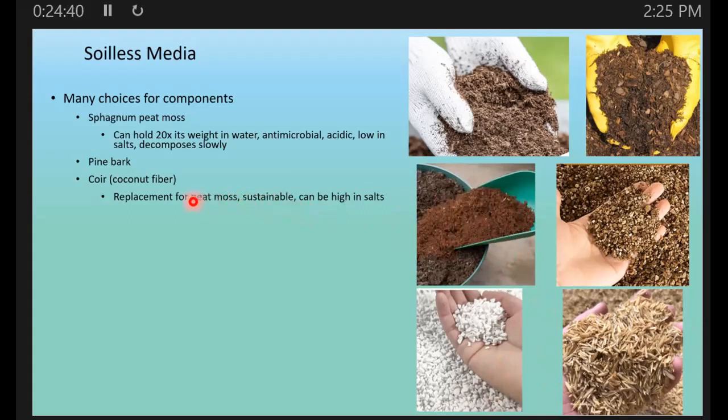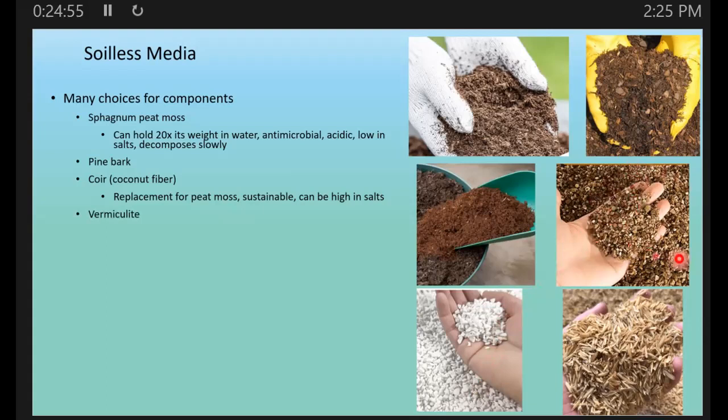So they're saying it's a good replacement for peat moss. They say it's more sustainable than peat moss. However, you have to be aware that it can be high in salt, and so you have to monitor that a little bit more than normal.